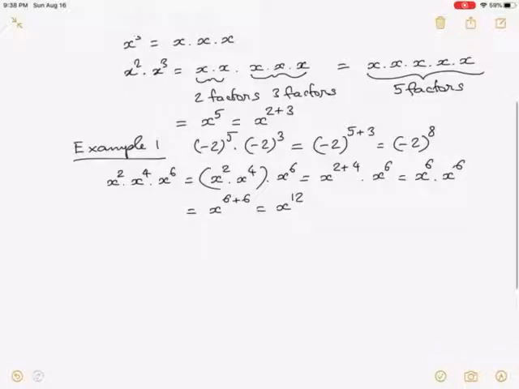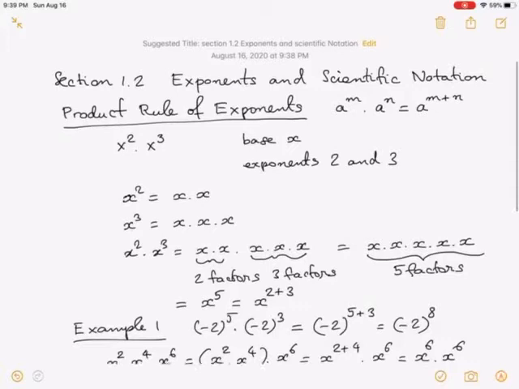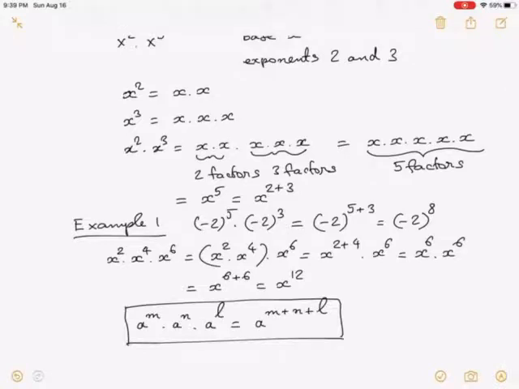Or you can say that a to the power m times a to the power n times a to the power l is nothing else but a to the power m plus n plus l. So this is the rule.